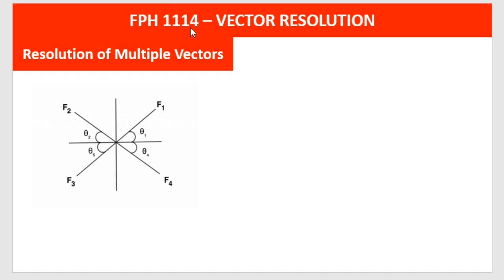Alright, in this tutorial we are going to be working basically on how to resolve multiple vectors. Here is a simple diagram for us to use. We have F1, F2, F3 and F4. Now one thing you must note is the angle formed between any of the vectors must be to the horizontal. With that, we will be able to resolve everything completely. So let's start.